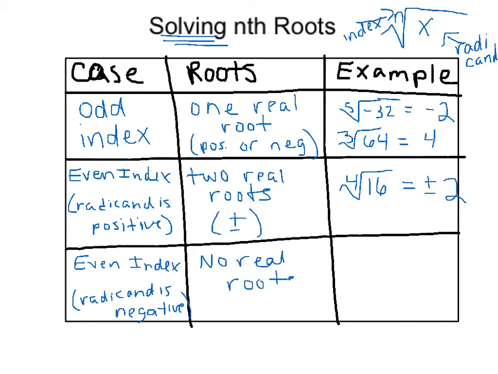Also keep in mind, when we took the square root of a negative number, we got an imaginary or complex solution. There were no real solutions. So same thing applies here, no real roots. So for instance, the 4th root of negative 81 would have no real solution. The 4th root of positive 81 is 3, but there is nothing times itself times itself times itself that is negative 81. So this would be no real solutions.